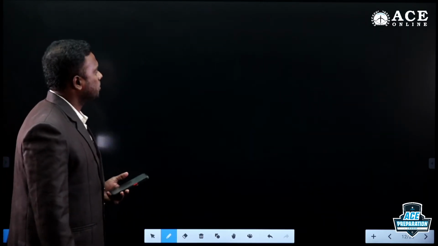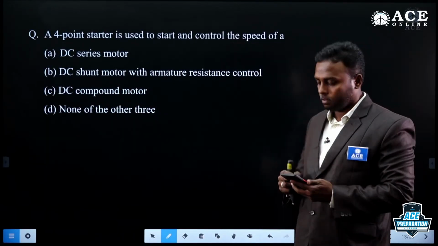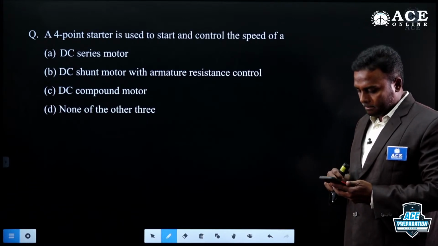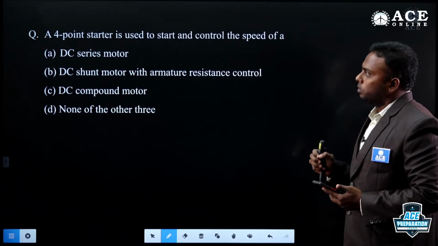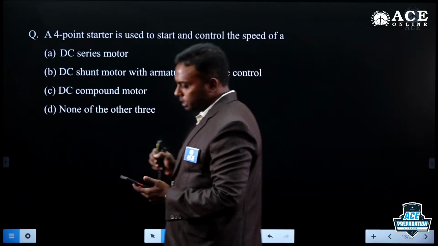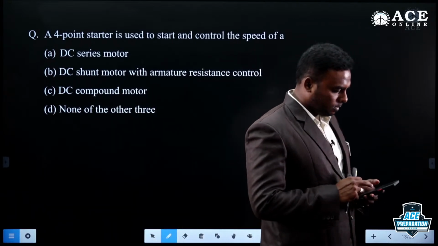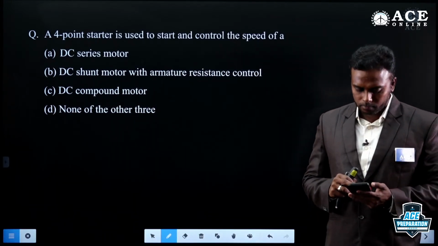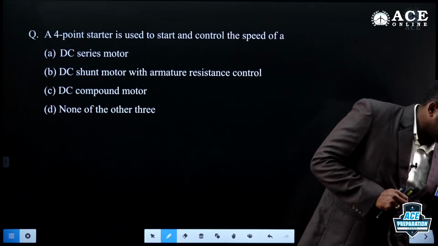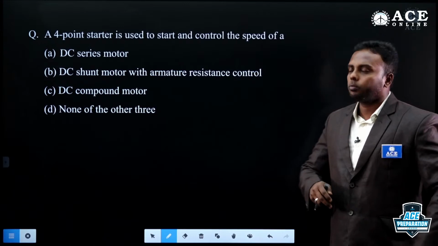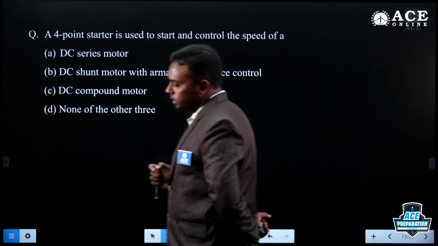See this question. A 4-point starter is used to start and control the speed of a dash. So this is a previous question from KPTCL. Tell me, what is the answer for this? A 4-point starter is used to start and control the speed of a dash.